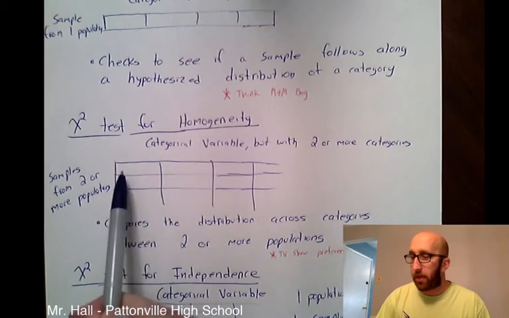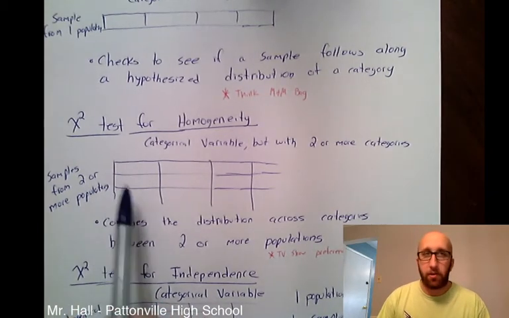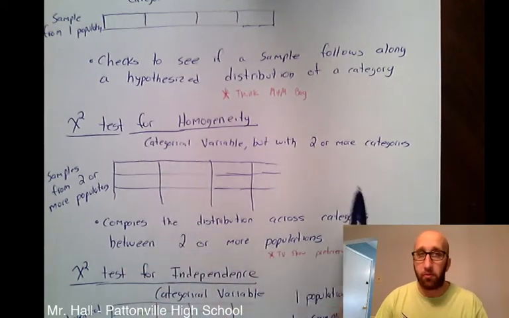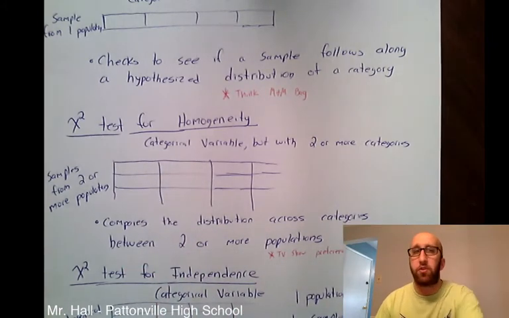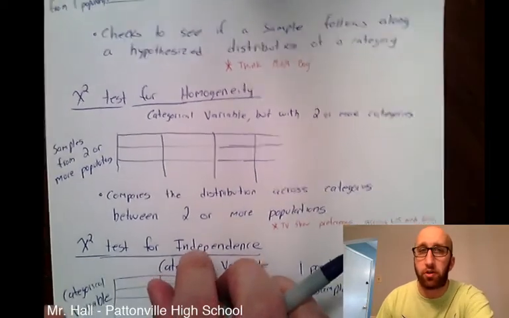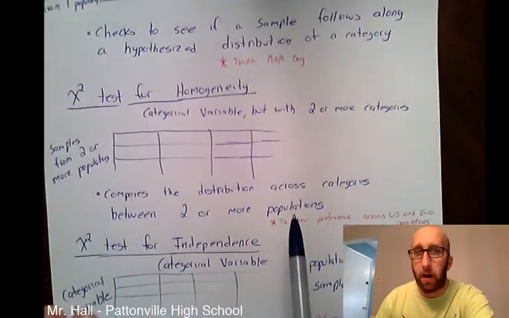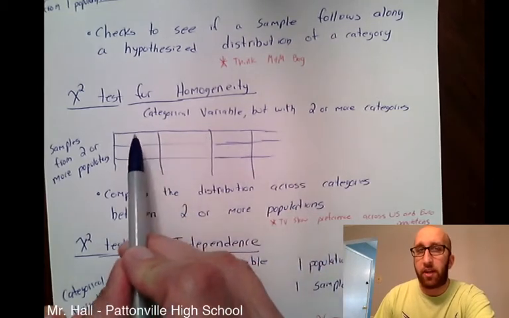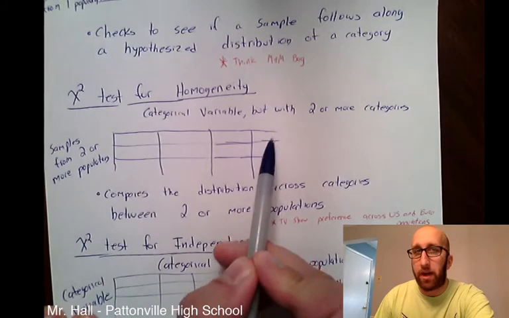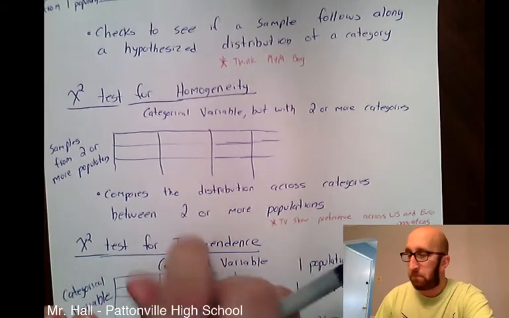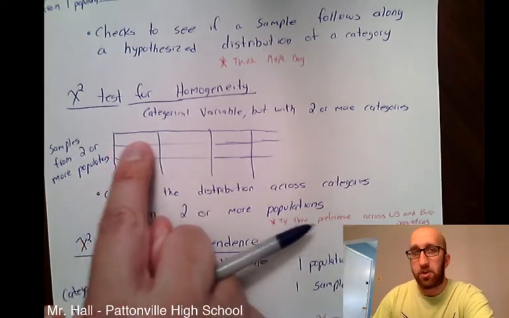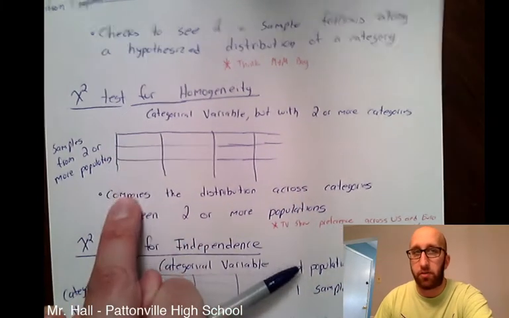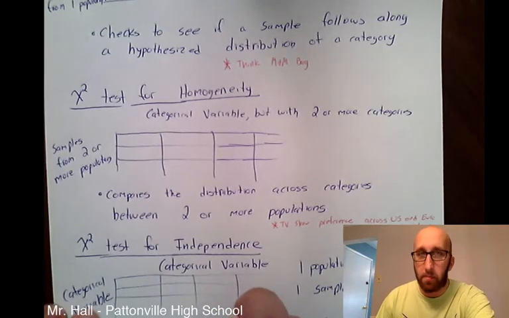So we're going to have samples from two or more populations. We might be looking at a sample here, a sample here, a sample here, and they all come from different populations with category variables across the top. What it's going to do is compare the distribution across categories between two or more populations. So you could still be looking at categories, but instead of saying, does my sample match up with a hypothesized distribution, you're going to check, does the distribution across the categories match from one sample to another, to another, to another, which is across many different populations.